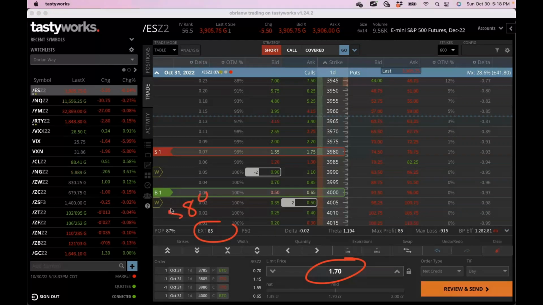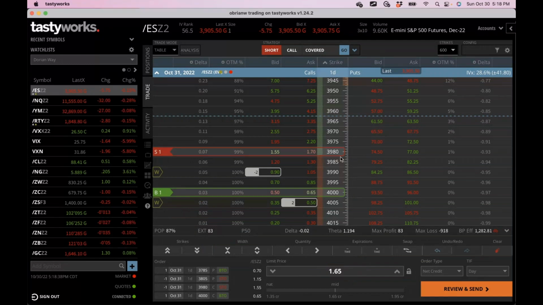So this would work. I would be a little less than 2% away on the call side, and at least 2.5% away on the put side. So to me, that's how I would do this trade this evening. Okay, this is the 1 DTE type of trade.